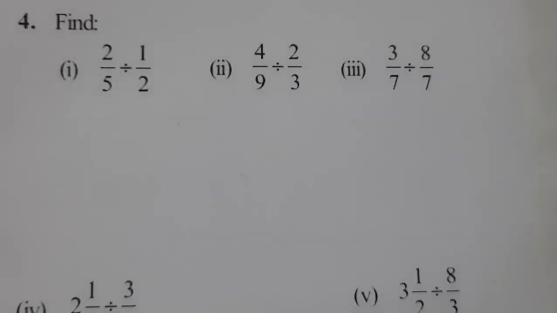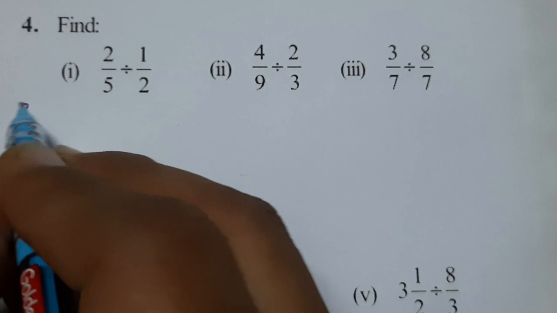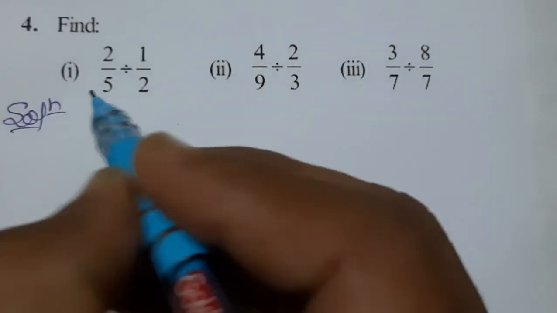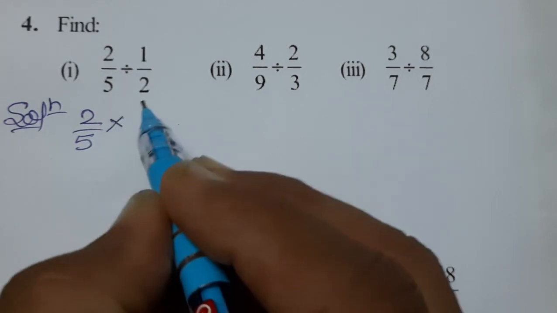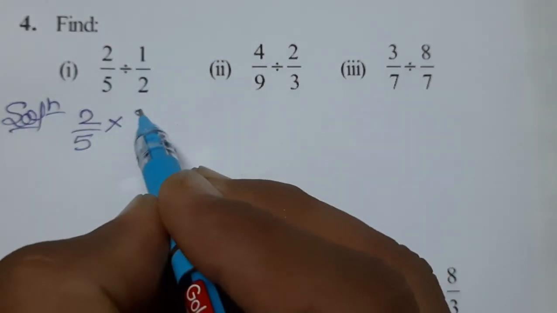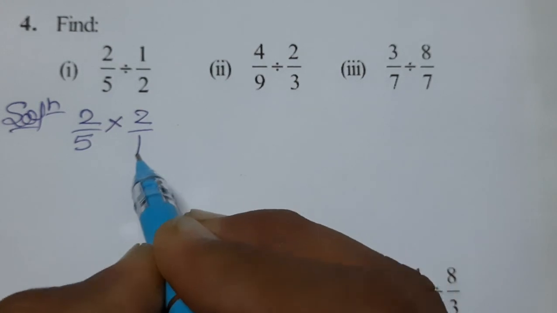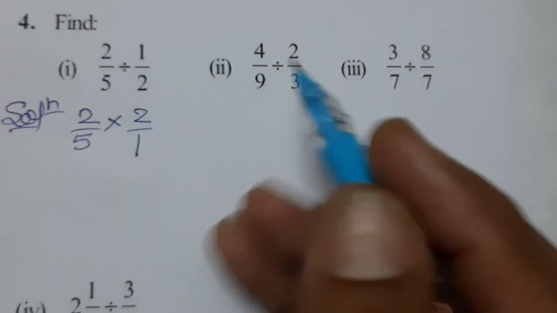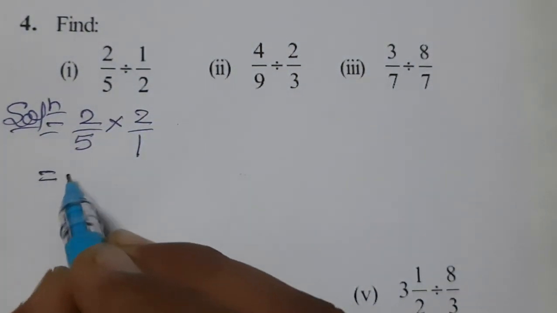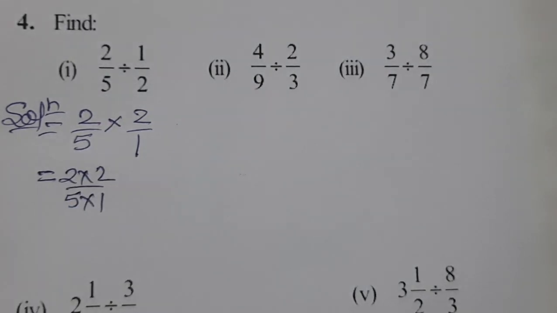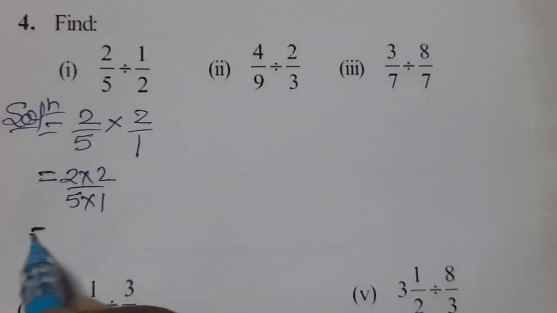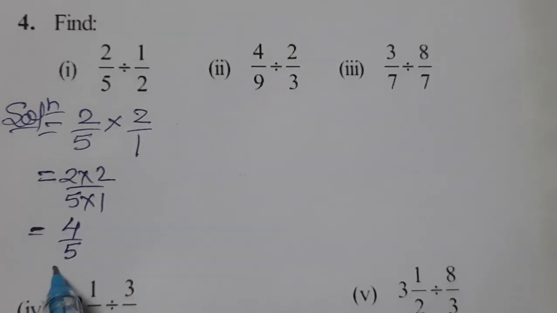Now let us proceed to question number 4. Again, division of fraction with fraction. So let's start. Solution number 1. 2 by 5. Divide changes to multiplication. Take reciprocal of 1 by 2, 2 by 1. Always take reciprocal of right hand side. Now multiply numerator with numerator and denominator with denominator. So what result will we get? 2 2s are 4 and 5 1s are 5.